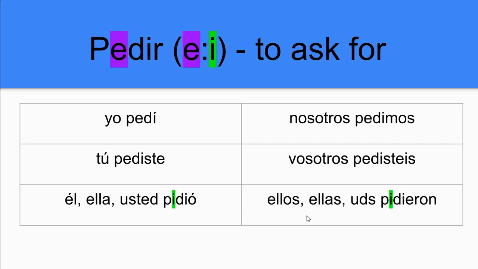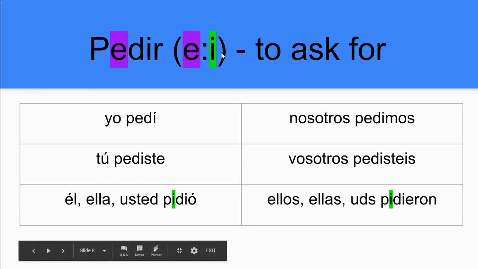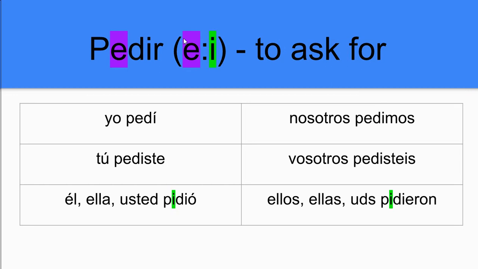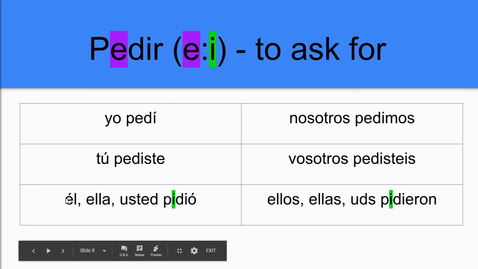And let's look at pedir. Again, this was already just an E to I stem change, but it only happens in IR verbs. We only have O to U or E to I stem changers, and it only happens in the third person singular and plural forms.